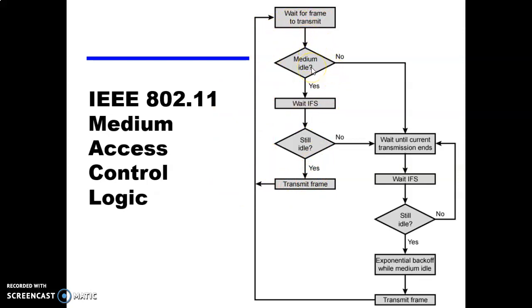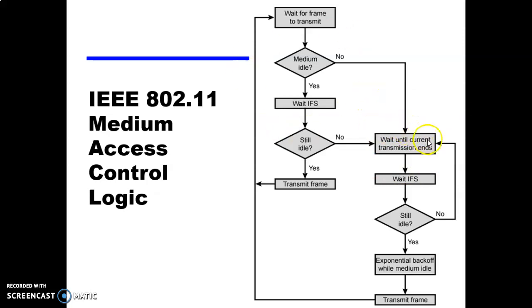And let's see what happens when the medium is not idle at the first check. If the medium is not idle, we wait until the current transmission ends, and once it ends, we again wait for one IFS and see if the medium is still idle or not. If the medium is idle, we wait for the exponential back off time until the medium becomes idle, and after that we can transmit the frame. But if the medium is not idle, we again wait until the current transmission ends. This process will continue until the waiting frame is transmitted.